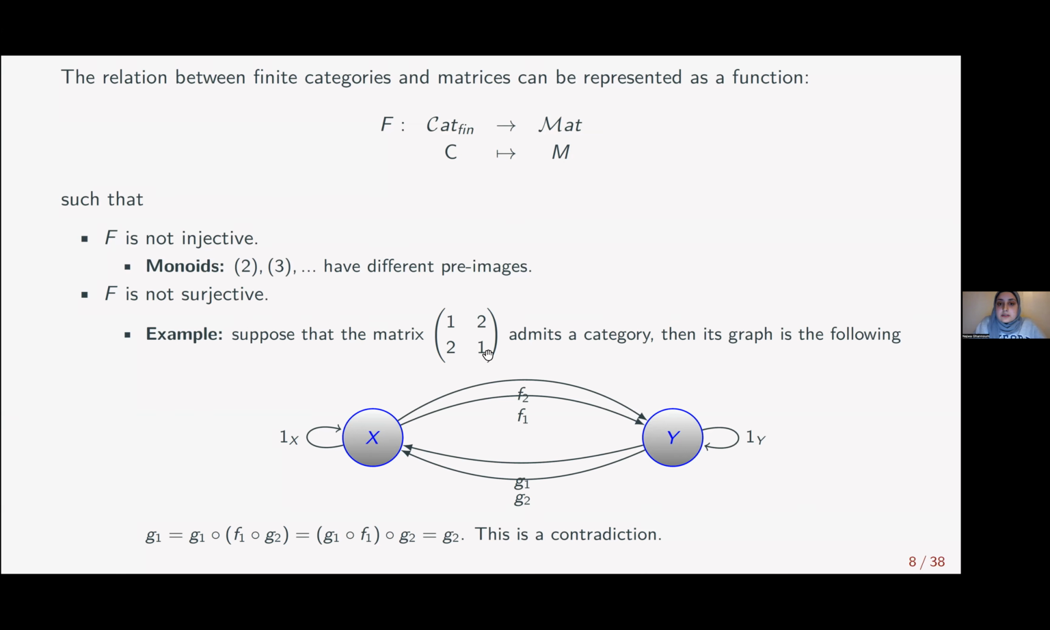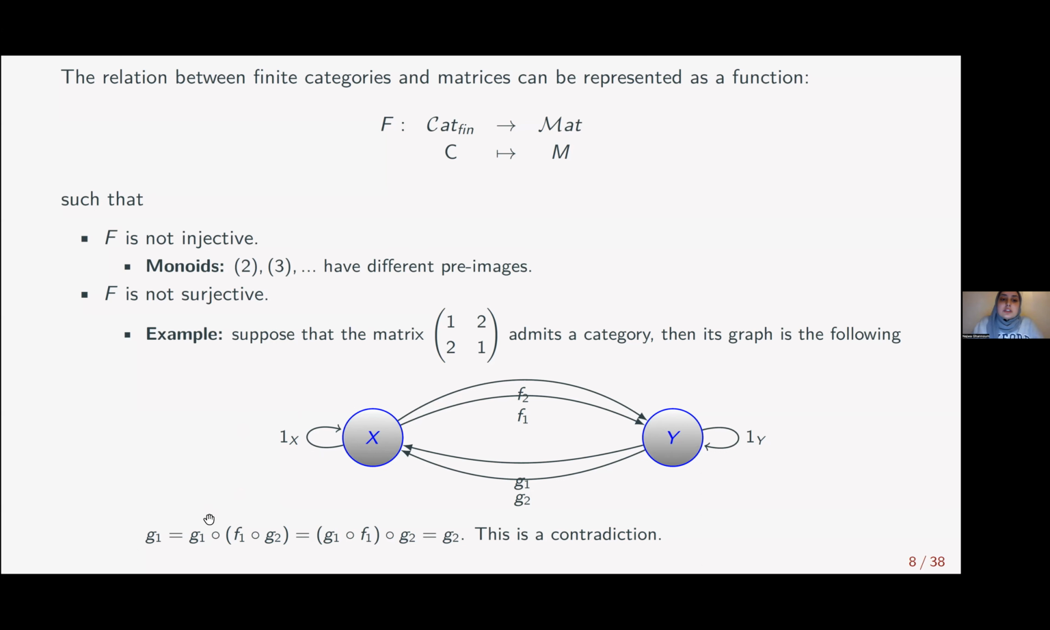On the diagonals, we have 1 and 1, and it means that in the monoid parts, we only have one element here and one element here, and they are obligatorily identities because there's always an identity. And between X and Y and between Y and X, there are two morphisms. We'll call them F1, F2, and G1, G2.